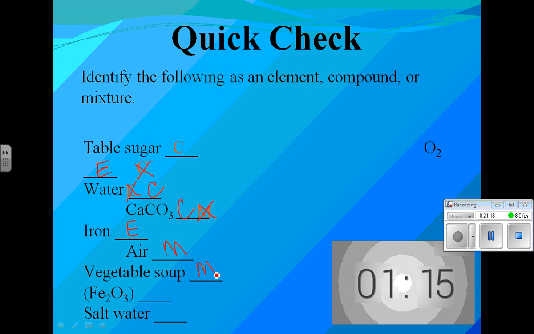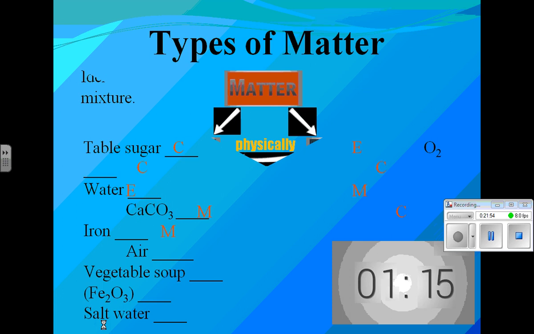Then rust, which is iron oxide, iron Roman numeral 2 oxide, is going to be a compound because it's multiple elements. And then salt water is actually a solution, and since solutions are really homogeneous mixtures, that would make this one a mixture as well. So I would tell you that those are those. It's not going to click in right because the formatting got messed up here. So, all right, let's go to our next slide.